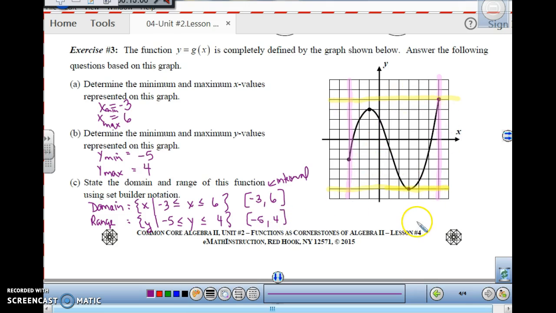If you box in your function, highest and lowest values, the left and right are the domain, and up and down is your range. So highest and lowest x's is domain, highest and lowest y is your range.